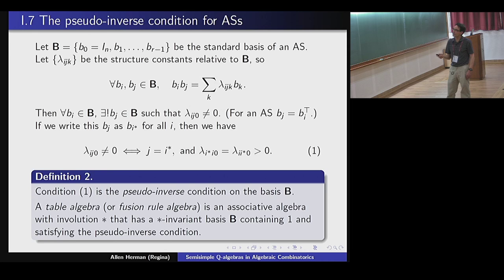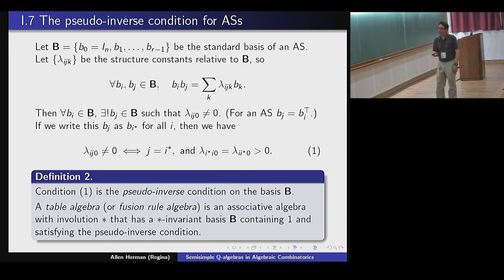This extra condition, that the structure constants be positive, is a little bit extra, but it happens for our association schemes and coherent configurations. And we call it the pseudo-inverse condition. Now, if you forget that you have a set of 0, 1 matrices and generate the algebra just with a basis B subject to the condition that it's closed under some involution, satisfies this pseudo-inverse condition, and is associative, then you call that a table algebra. And if you renormalize the basis in the right way, it agrees with the definition of what's called a fusion rule algebra, or a fusion ring.